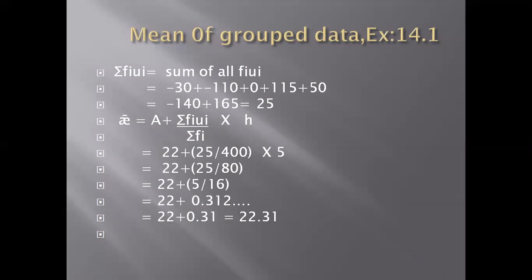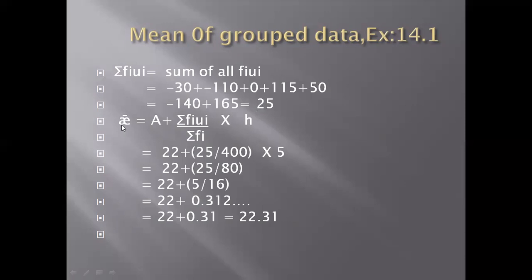Minus 30 plus minus 110 is minus 140. Then 115 plus 50 is 165. Minus 140 plus 165, negative and positive, so subtract it, which is positive 25. Now substitute all the values in the formula.